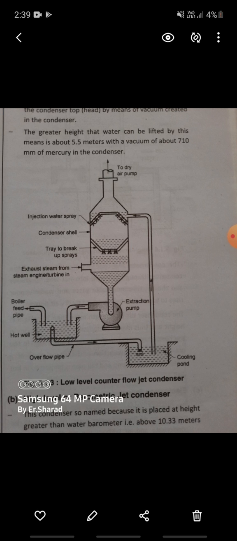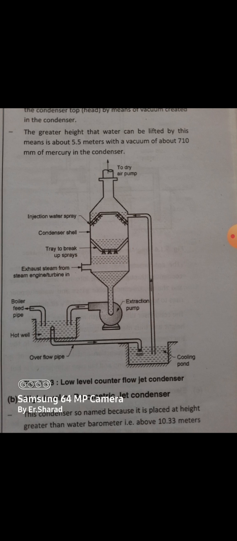The boiler feed pump returns some water to the boiler from the hot well, while the excess water flows to the cooling pond by gravity. The air, uncondensable gases and water vapor are removed from the top of the cell by the dry pump.